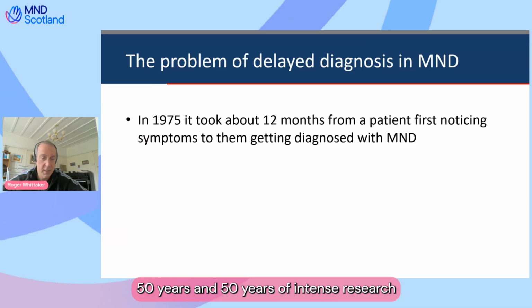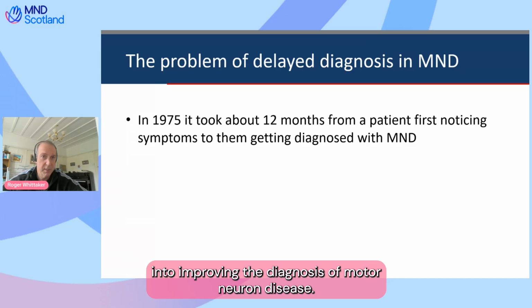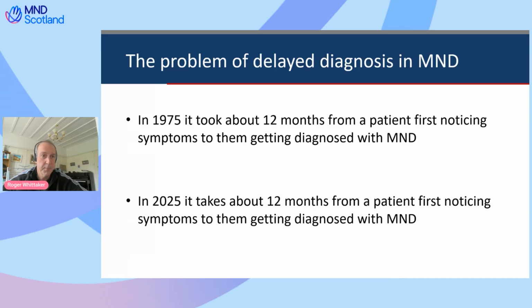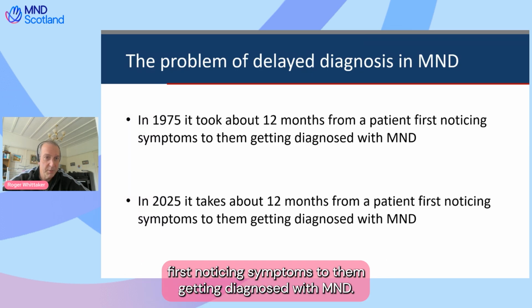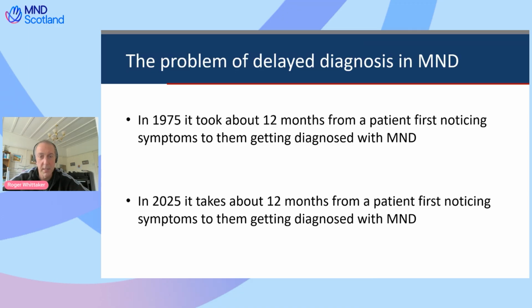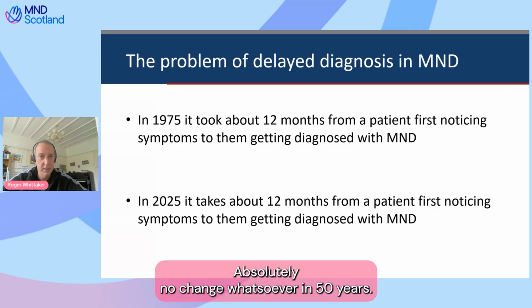Moving forwards 50 years, and 50 years of intense research into improving the diagnosis of motor neuron disease, in 2025, it takes about 12 months from a patient first noticing symptoms to them getting diagnosed with MND. Absolutely no change whatsoever in 50 years.